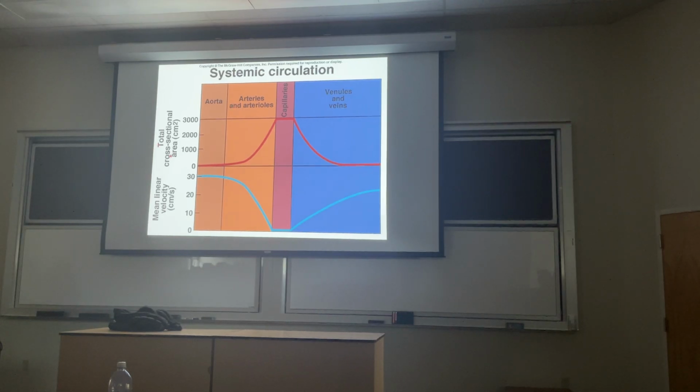If we look at the total cross-sectional area, even though the aorta is much bigger than the other vessels, especially the capillaries, we have so many capillaries that their total surface area is much larger than the aorta. So the surface area peaks at the capillaries because of their number, and then diminishes. The main velocity is in the arteries. It goes down to the capillaries and comes back up a bit in the venules and veins.